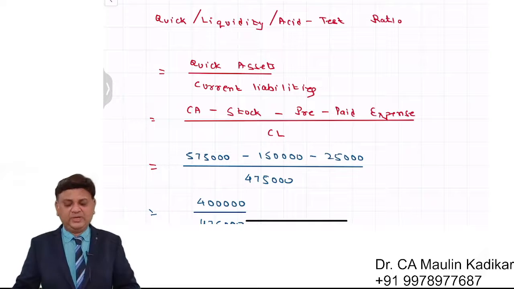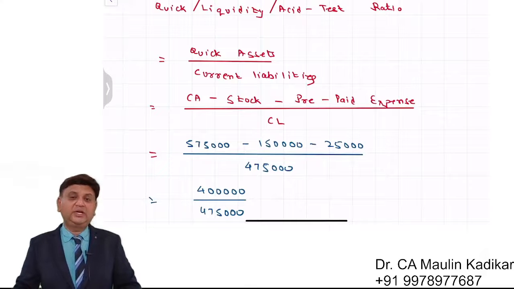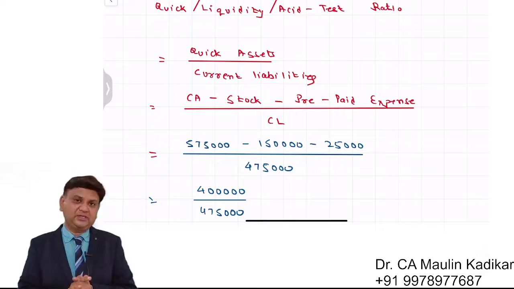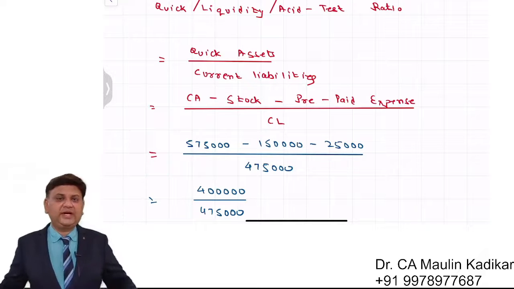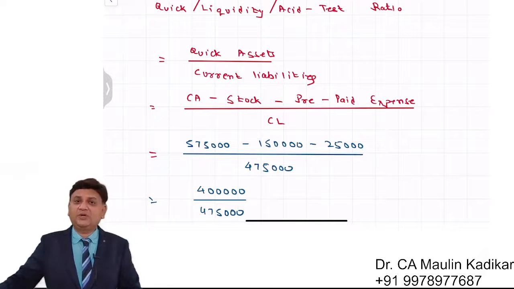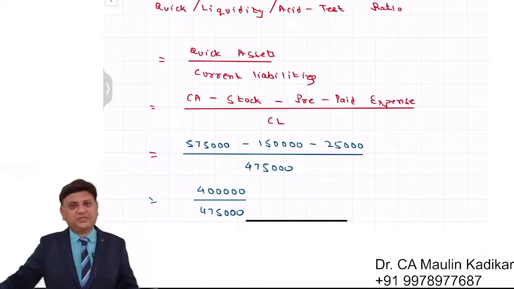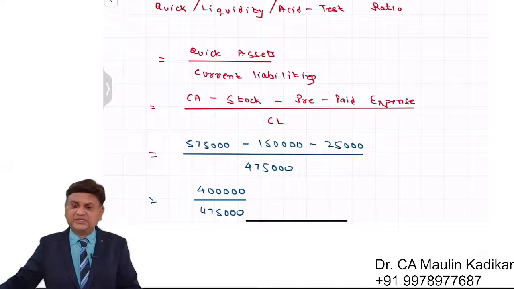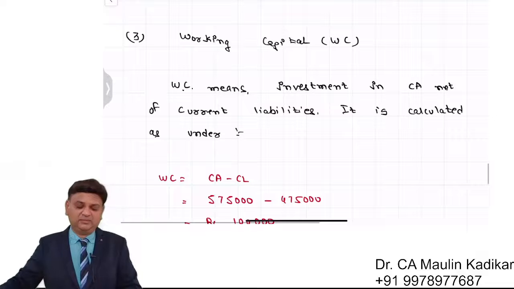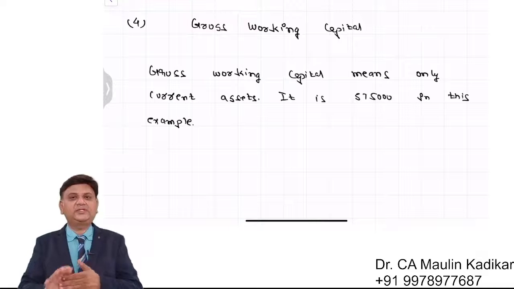And the second is the quick ratio or liquidity ratio, in which quick assets are divided by current liabilities and not liquid liabilities. There are two things excluded in the calculation of quick assets: one is stock and another is prepaid expenses, because the argument is that stock is not easily convertible into cash, and prepaid expenses are not cash convertible. Working capital is simply the difference of CA and CL. Gross working capital is only current assets.